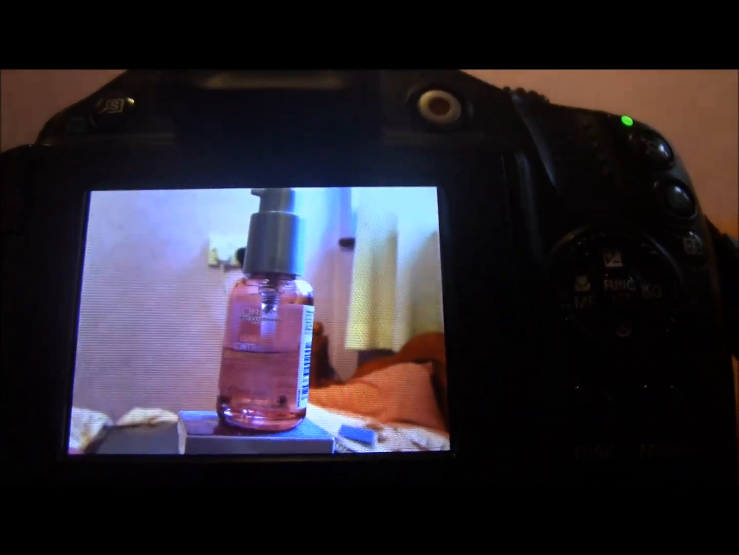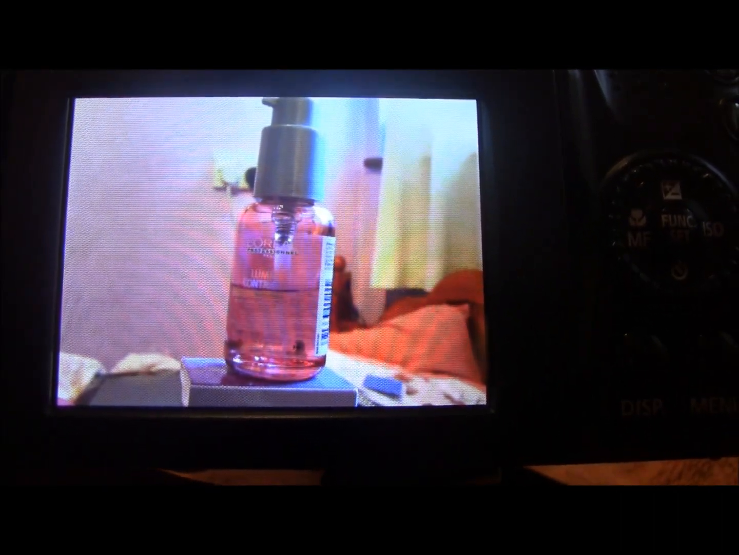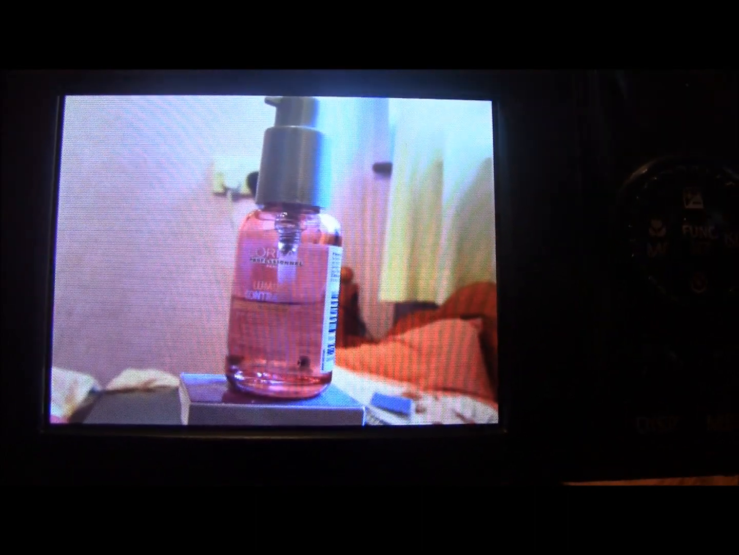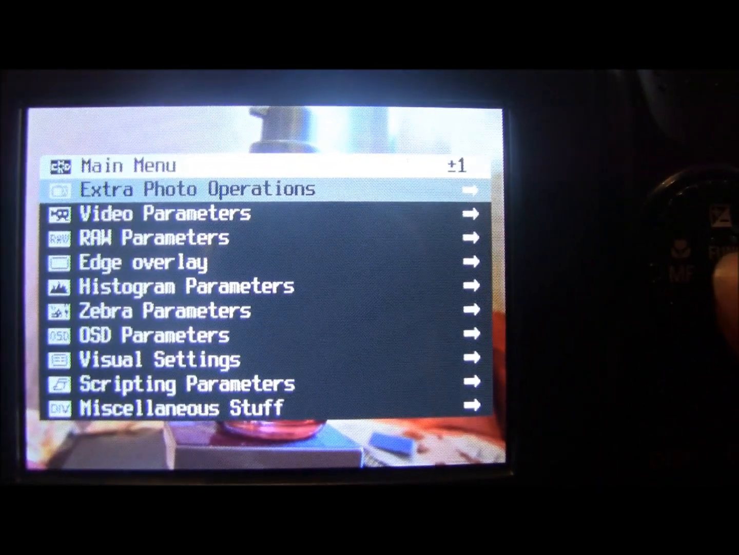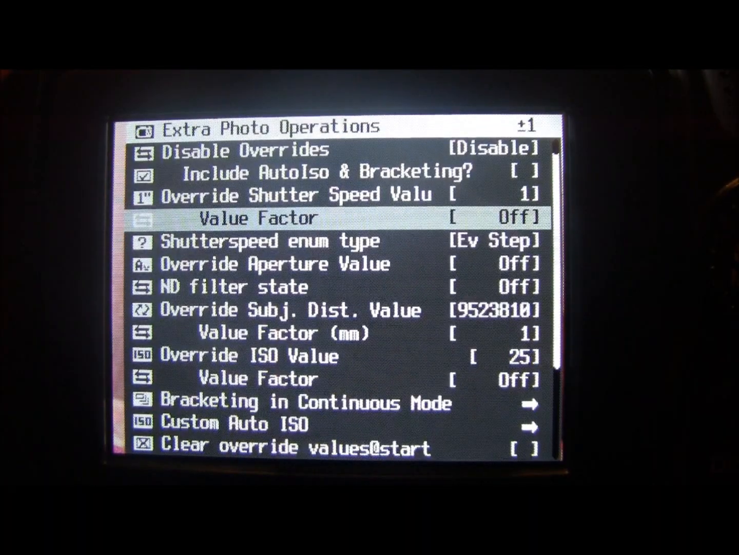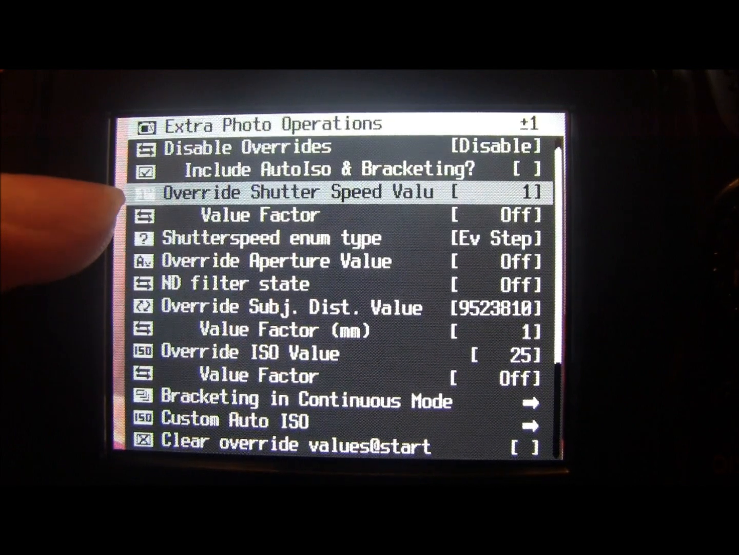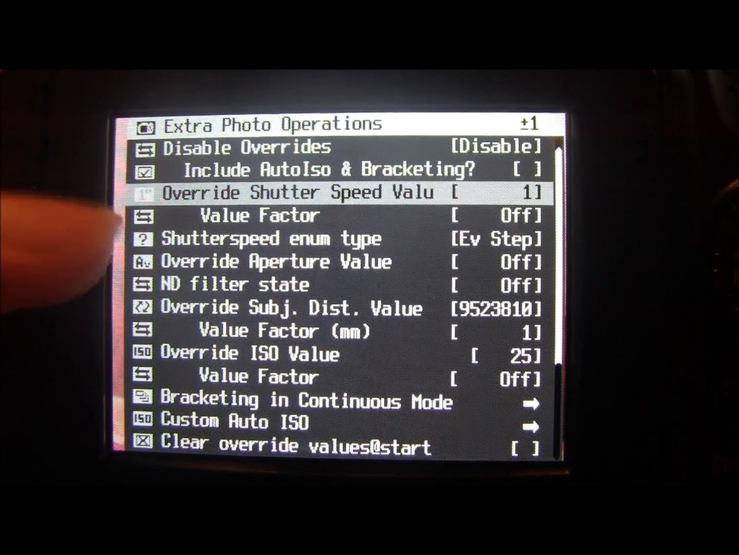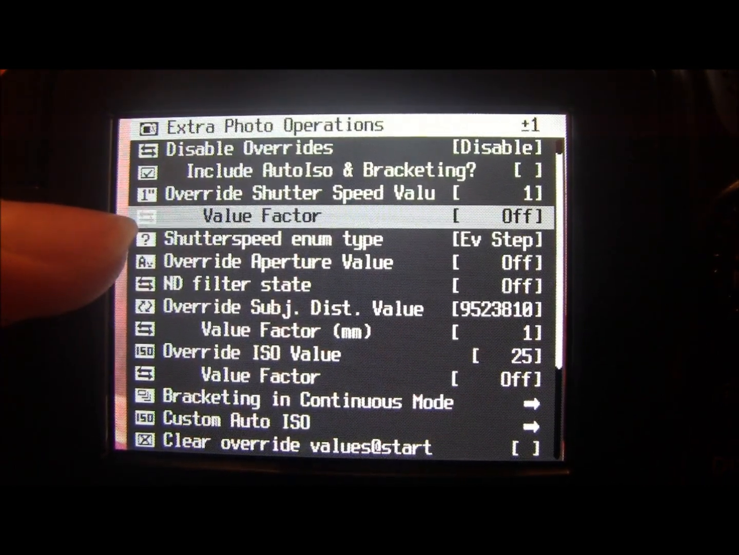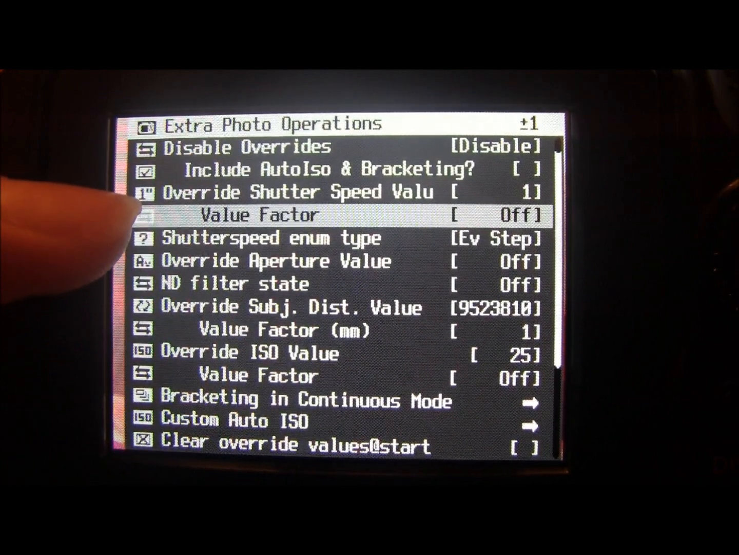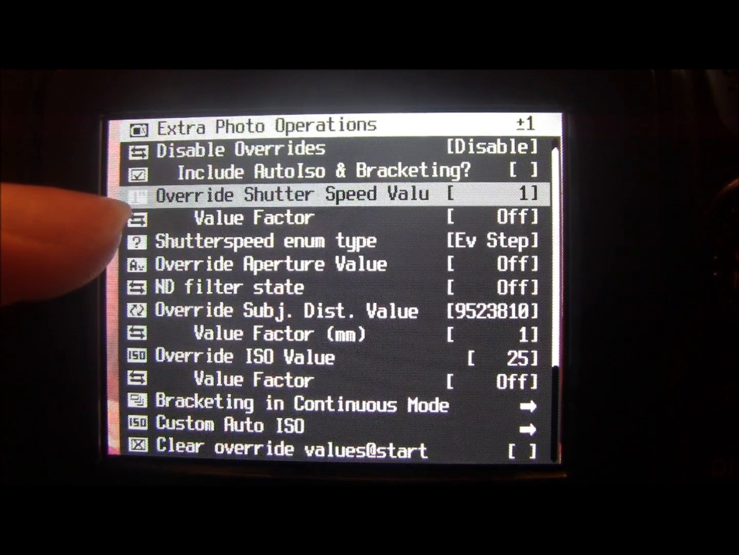And all I want to do is talk about setting up overrides for shutter speed, aperture and ISO, because these are some of the functions that are really important to a lot of people that are using the hack. So if we just go into our hack menu, we're going to go into extra photo operations. Now the first thing is the shutter speed. With everything that you're using in the hack, you'll have the amount that you want it to be at and then the value factor, and the value factor is what switches on that override. So at the moment we're looking at the override shutter speed value. Everything is done in seconds, so this is saying that it's going to be a shutter speed of 1 second.